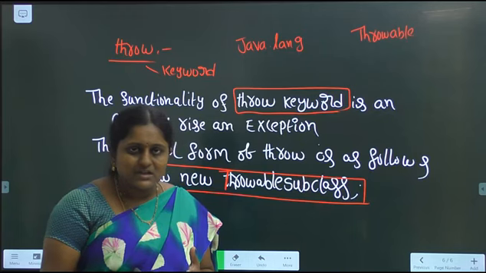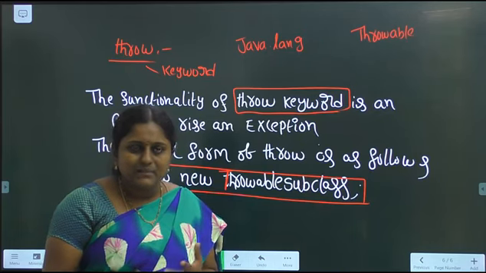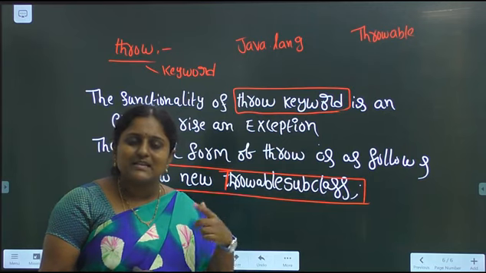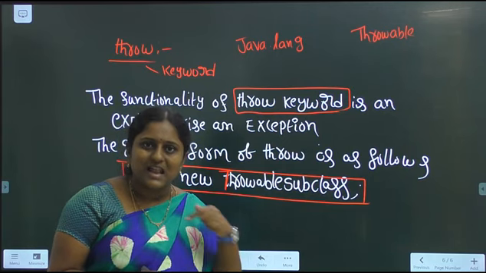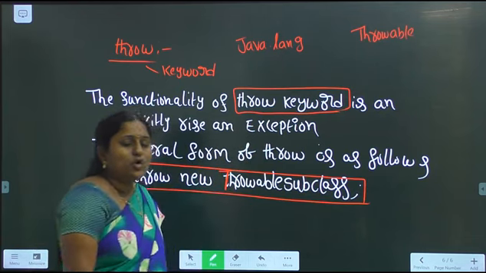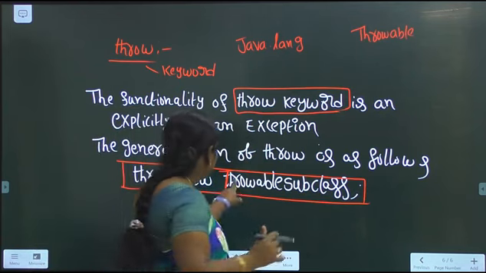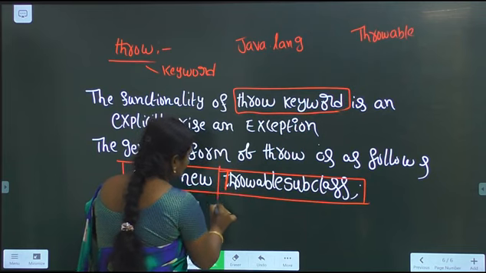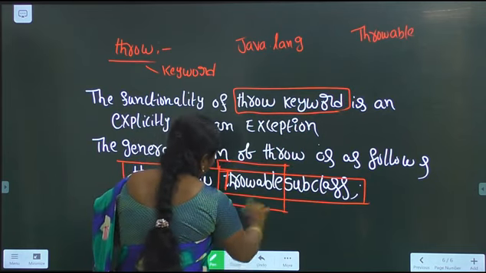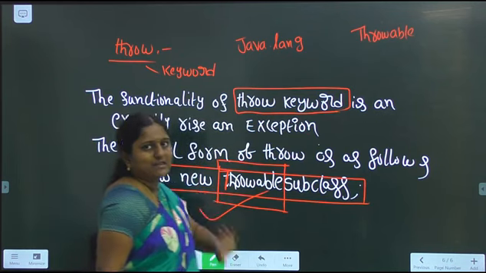In Java, exception is a predefined class. Every class is a part of a package. Exception is a part of which package? Lang package. So here, throwable is the superclass. Throwable is the superclass for all the exceptions.